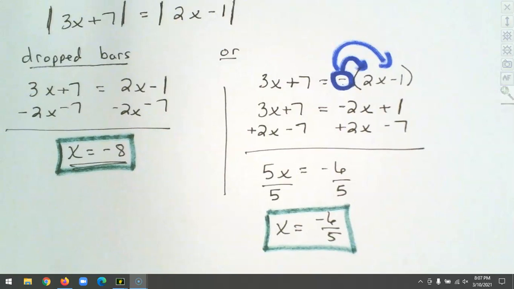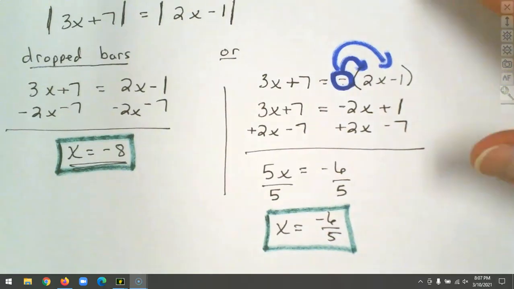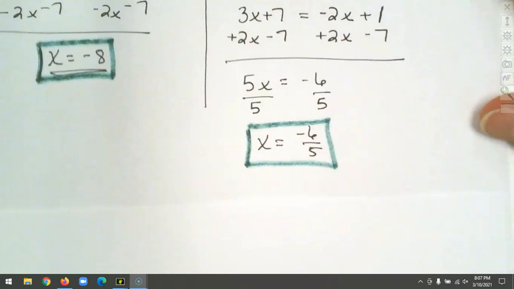Let's look at another one here. This one we're going to get several solutions to. And this one we're going to have to factor. And this is like question number 1 in your homework.